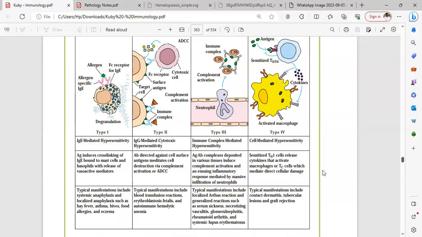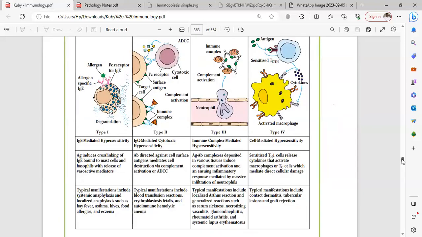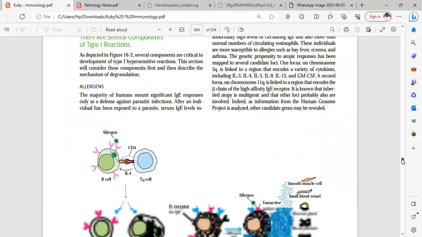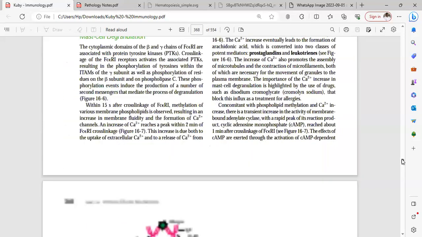We have an addition for type 2. Let me see if there's something that we can add on also. No. Yes, sir.